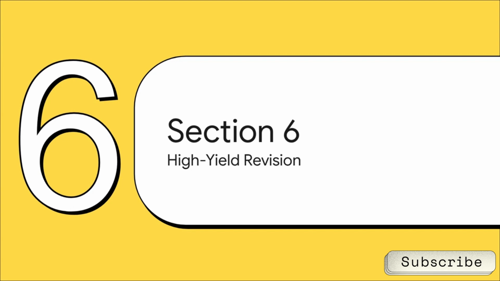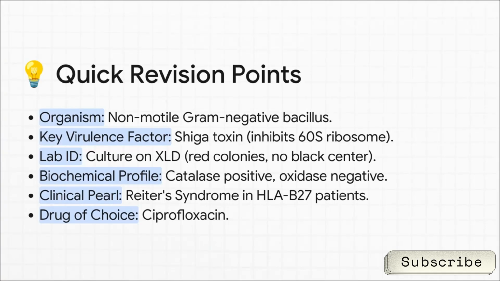All right, let's bring it all home. This is your final cram sheet, everything you absolutely must know for the exam. Ready? Here we go. It's a non-motile, gram-negative bacillus. Its deadliest weapon is the Shiga toxin, which kills cells by blocking the 60S ribosome. In the lab, you're looking for red colonies with no black center on XLD agar. Biochemically, it's catalase positive, but oxidase negative. Your classic clinical pearl is Reiter syndrome in HLA-B27 patients. Can't pee, see, or climb a tree. And your go-to treatment is ciprofloxacin.